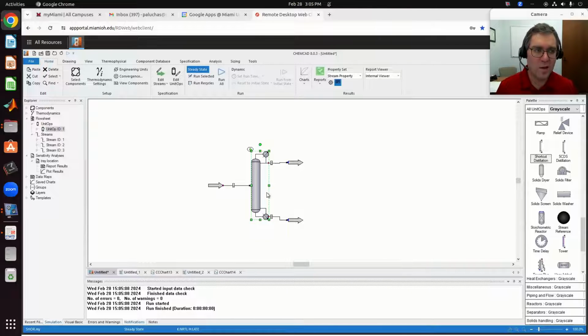Okay, and so once you have an initial estimate, you could delete this, bring in your SCDS column, and perform a more rigorous calculation. Okay? But hope that helps.